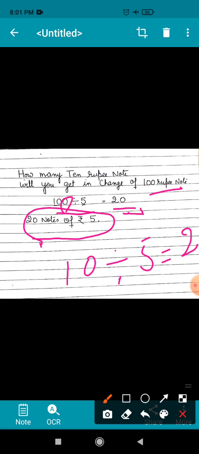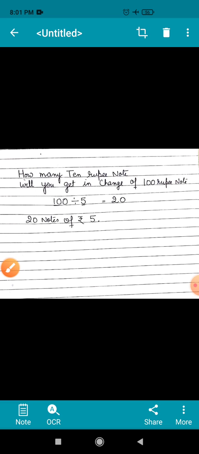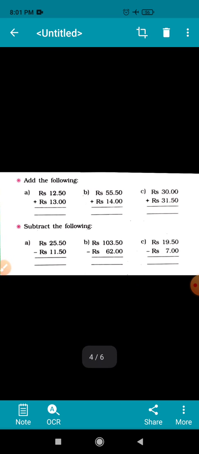Now, today in this class we will learn addition and subtraction of money so you can do small shopping on your own. Children, addition and subtraction of money is very simple. It is like simple addition and subtraction.